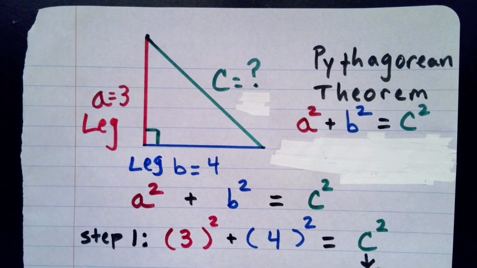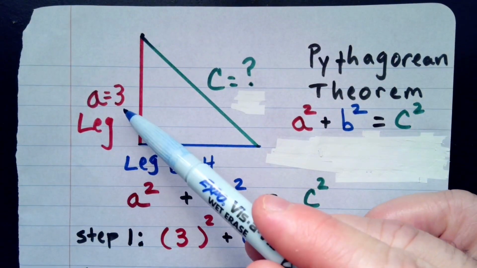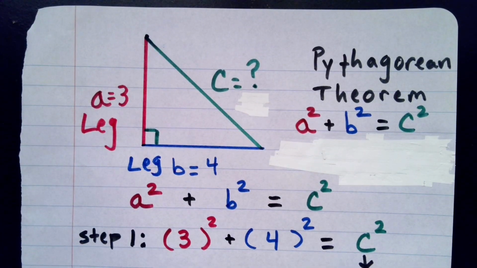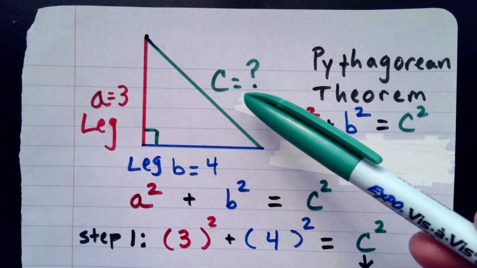So the value for a is 3. The value for b is 4. And the value for c is unknown.